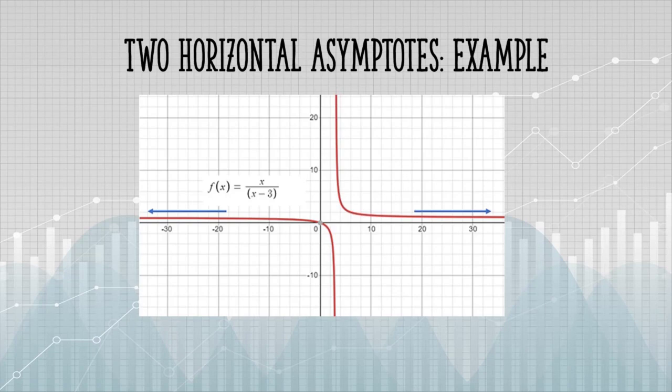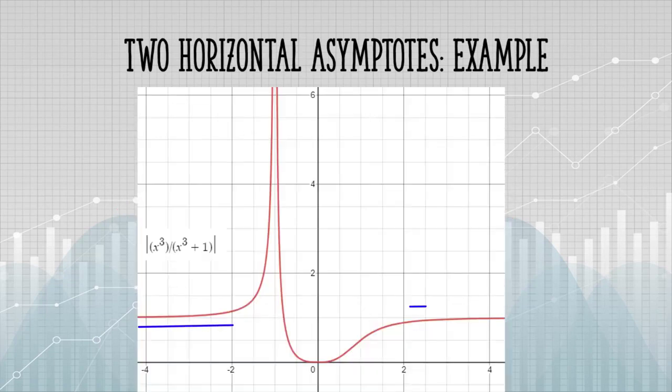Many different types of functions can have 2 horizontal asymptotes. Some rational functions can have 2 horizontal asymptotes. Their limits are always the same, so if there is a horizontal asymptote on one side, there must be one on the other. Absolute value and radical or root functions also have 2 horizontal asymptotes.